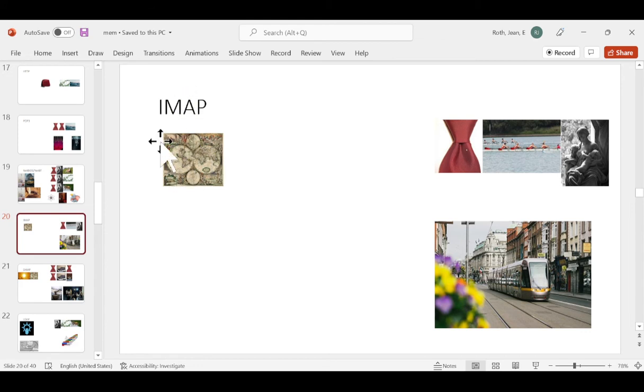IMAP, there's a map as a symbol for IMAP. And if I were taking a tram, then I would definitely need a map. So 1 for T, 4 for R, and 3 for M. 143 is for IMAP.